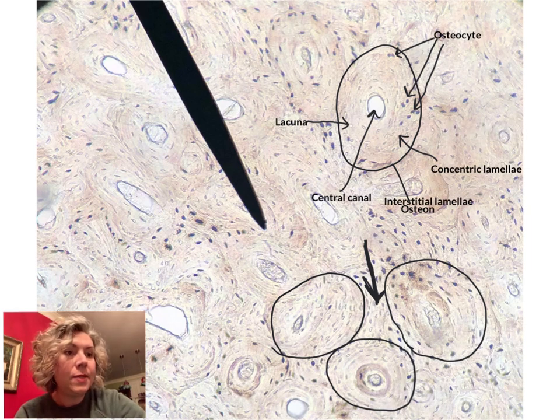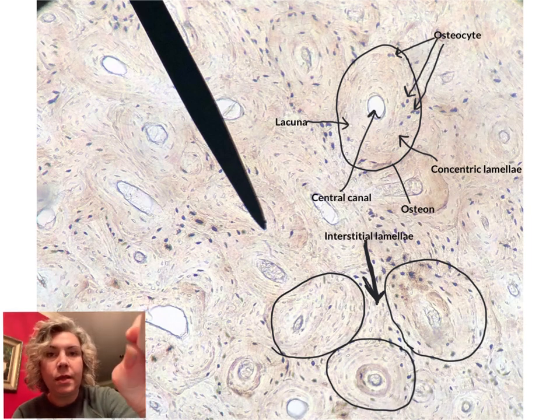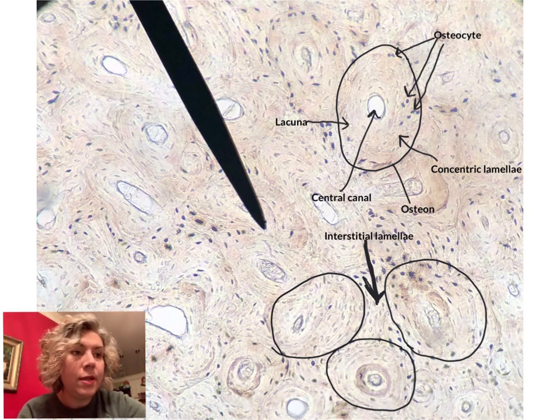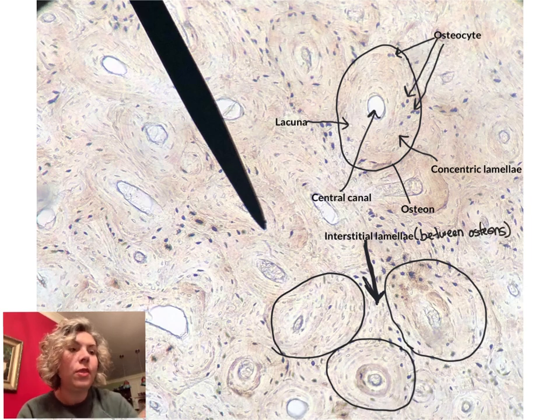So this space between the osteons, and I'm going to even make a little note just so you understand where we're trying to point. Between osteons, this area is known as the interstitial lamellae. Okay, and this is the anatomy of compact bone tissue.